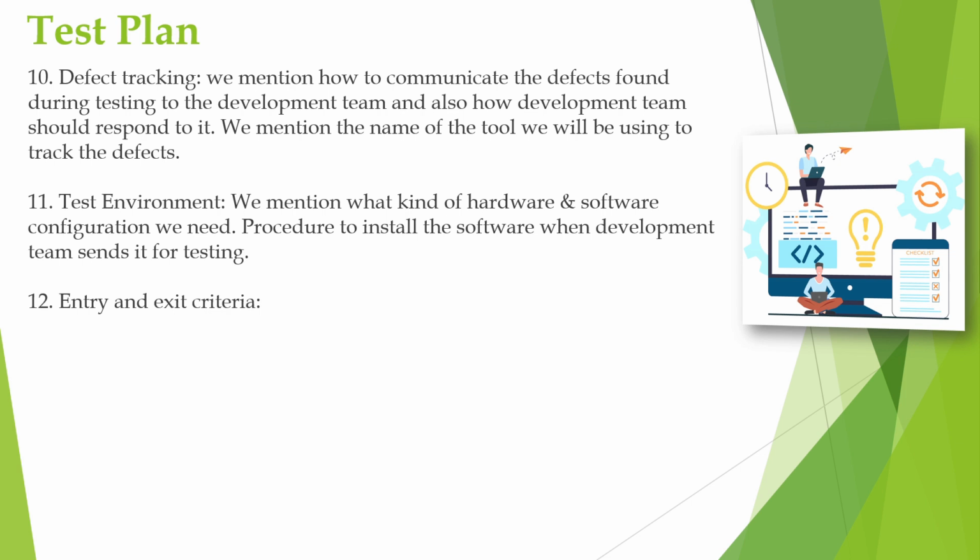Next section is defect tracking. In this section, we will mention how we need to communicate the defects to the development team and how the development team should respond to it. We should also mention the priority of the defect and also the severity, that is high, medium or low. We will see about priority and severity in detail in the next video. We will mention what kind of defect tracking tool we need to use, and also the procedure to track the defect. Next section is test environment.